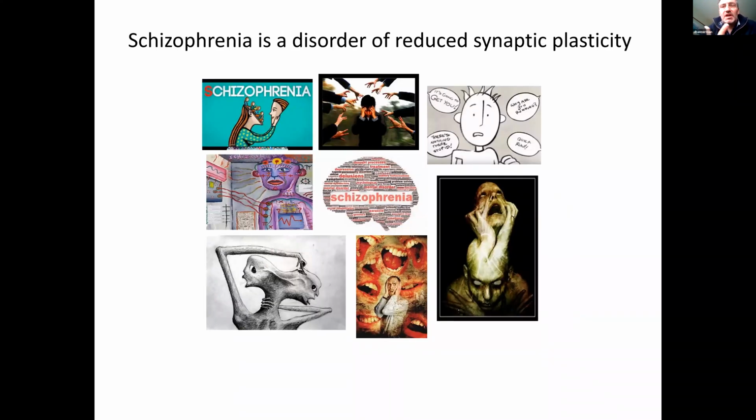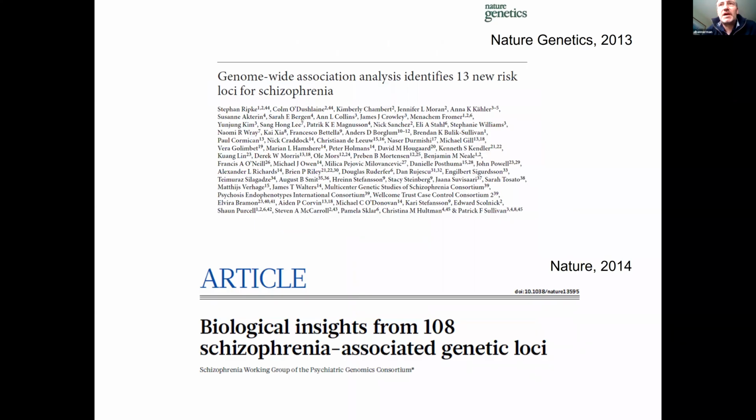Schizophrenia also seems to be a disorder of reduced synaptic plasticity. So over the last 20 years or so, there's been a tremendous amount of effort put into trying to establish the genetics of schizophrenia. And in the last 10 years, there have been some very high profile genome-wide association studies looking at the genetics of the disorder. And this paper in 2014 published a list of, at the time, 108 genes, which were considered to be the key risk genes for developing schizophrenia. I think that number is actually slightly higher now.